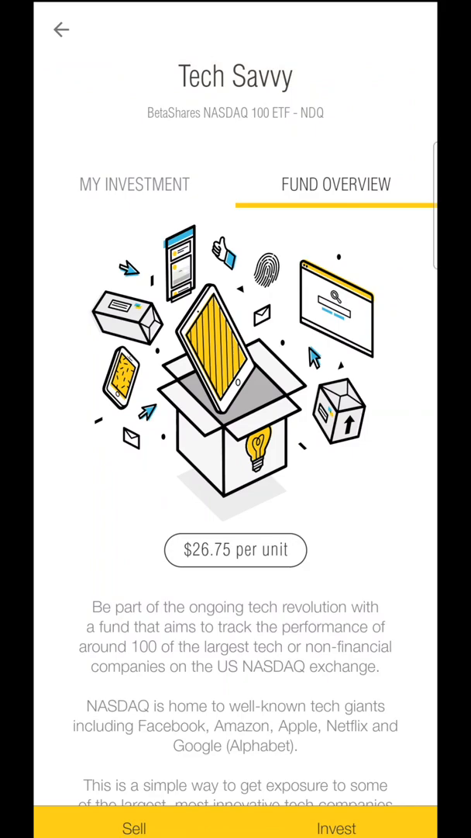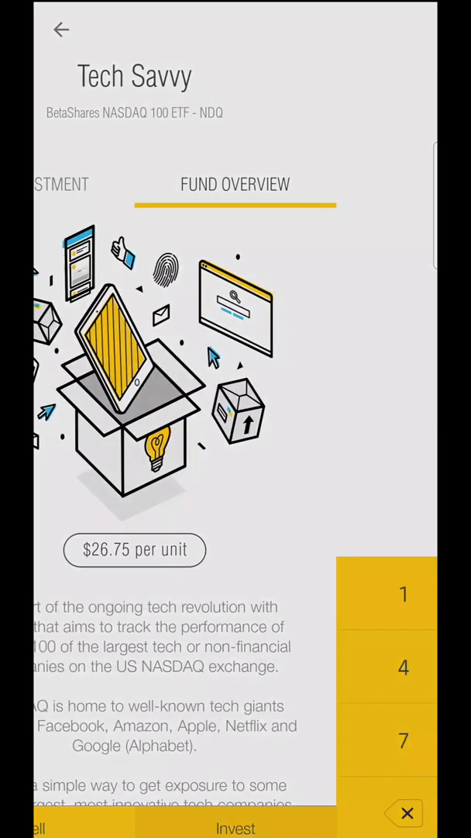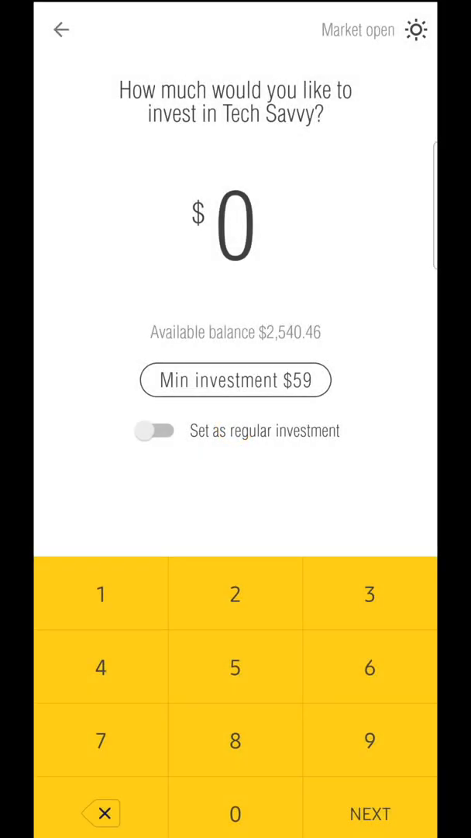On the fund overview page, you'll see the invest button in the bottom right corner. Clicking this button takes you to the next page where you'll set your maximum investment amount. The available balance of $2,540.46 is the amount of money I have in my Commonwealth CDIA account.